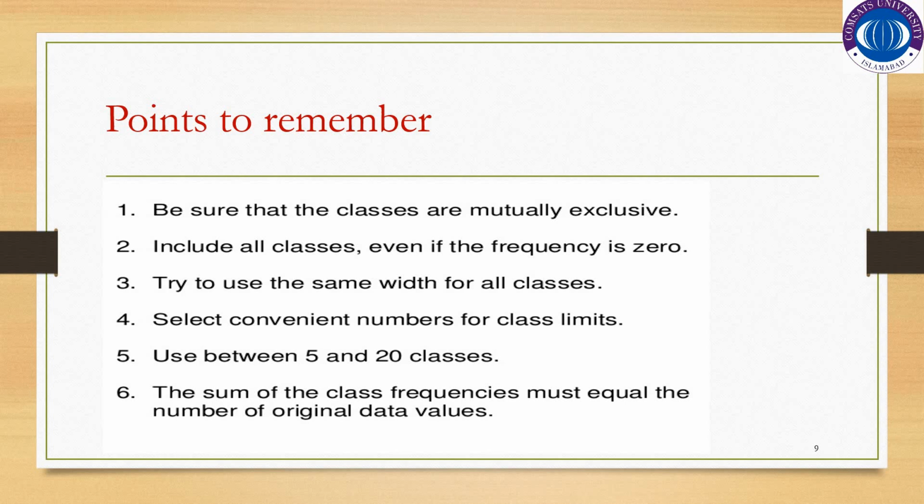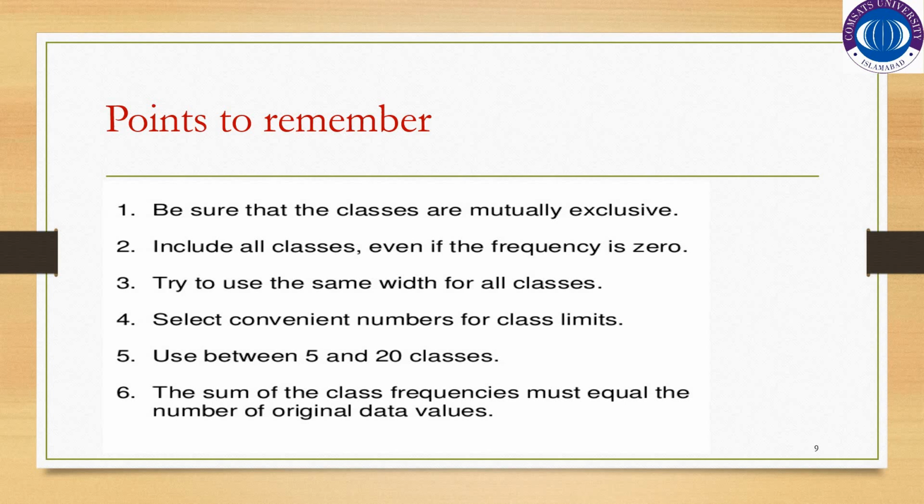Use between 5 to 20 classes. There is no hard and fast rule on the number of classes you should have. Usually we have a minimum of 5 classes and a maximum of 20 classes. We never build more than 20 classes. Usually we choose the number of classes according to the number of data points in our data. The sum of class frequencies must equal the number of original data values.